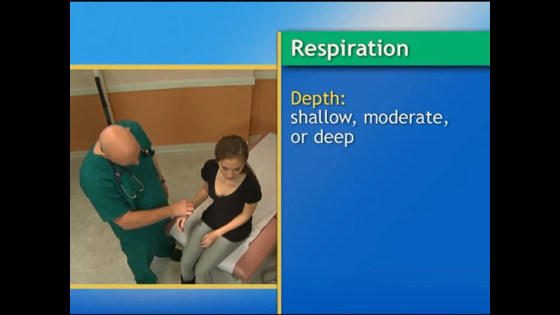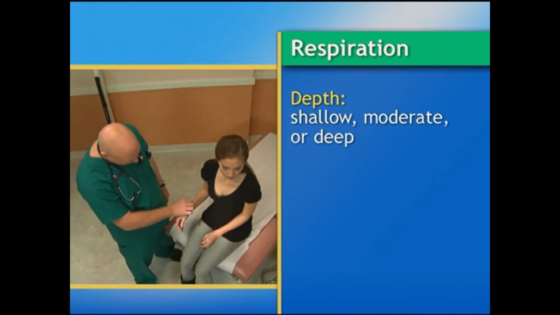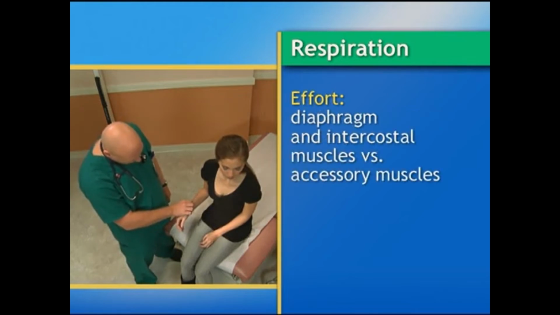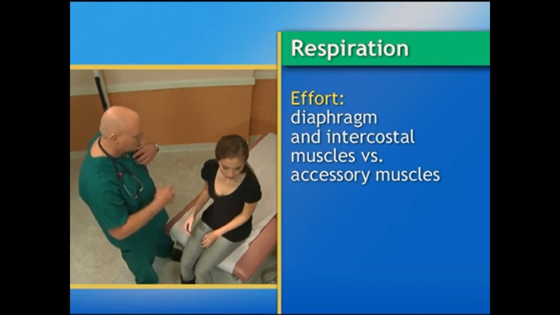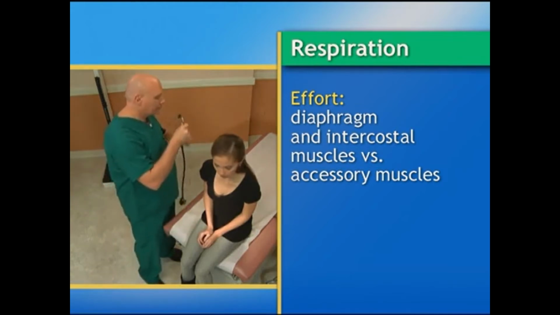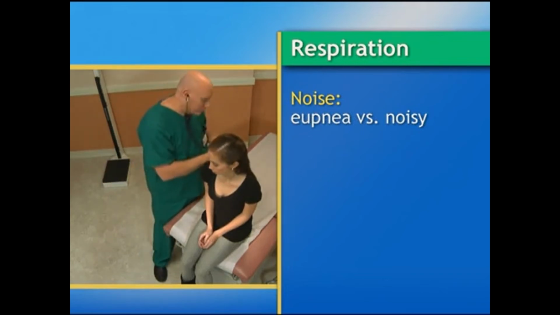Note depth, whether the respiration is shallow, moderate, which is normal, or deep. Assess for effort, using diaphragm and intercostal muscles, which is normal, versus accessory muscles. Assess for noisy breathing. Normal respiration, called eupnea, is relaxed, smooth, effortless, and silent.